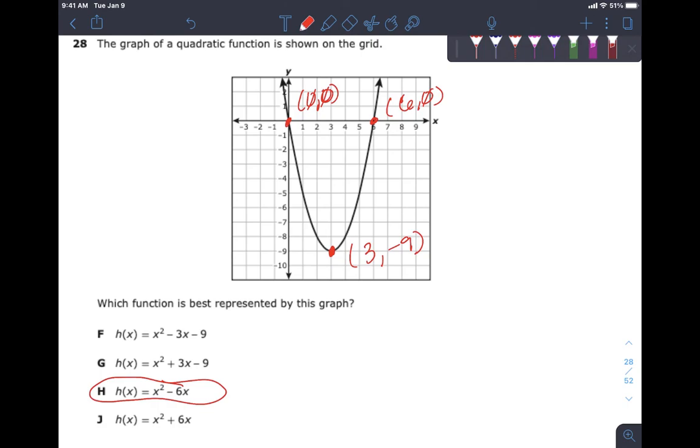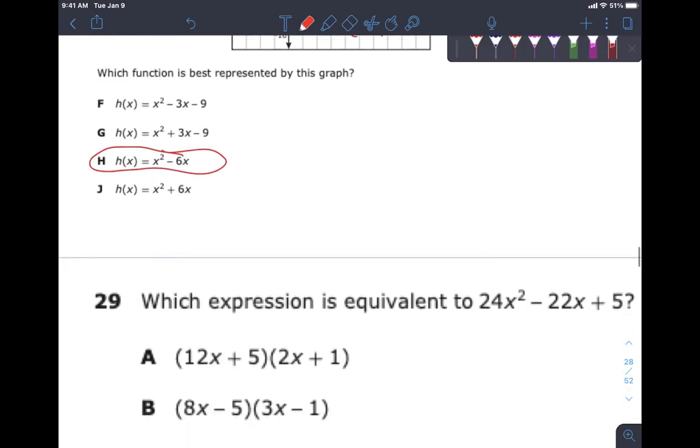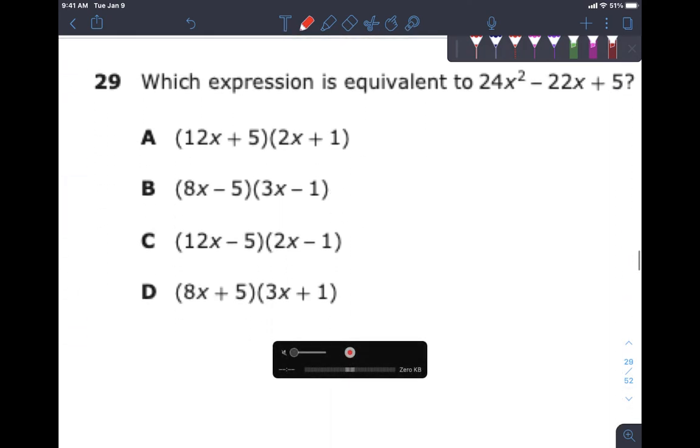Now, the other one that we could possibly do in order to find this is a really long process that we will talk about another day. Okay, let's go ahead and take a look at number 29.